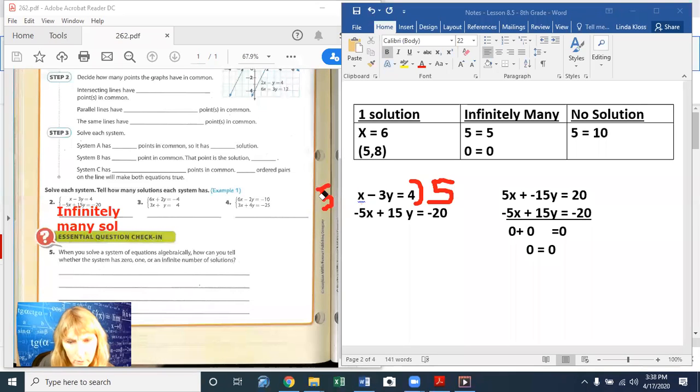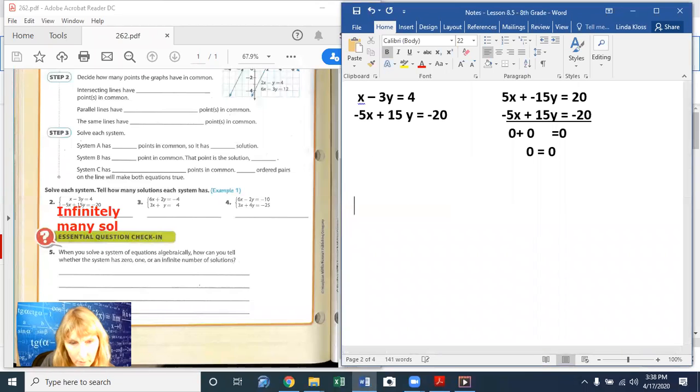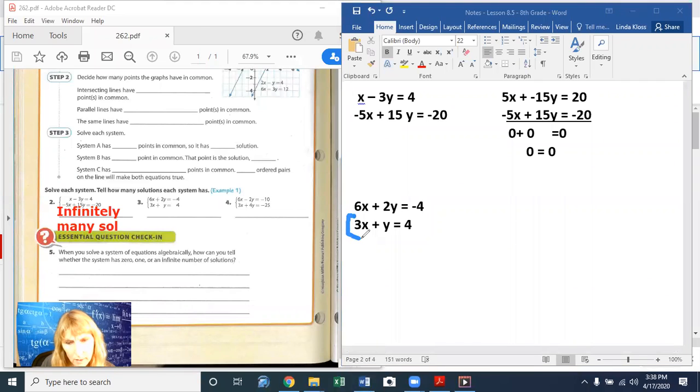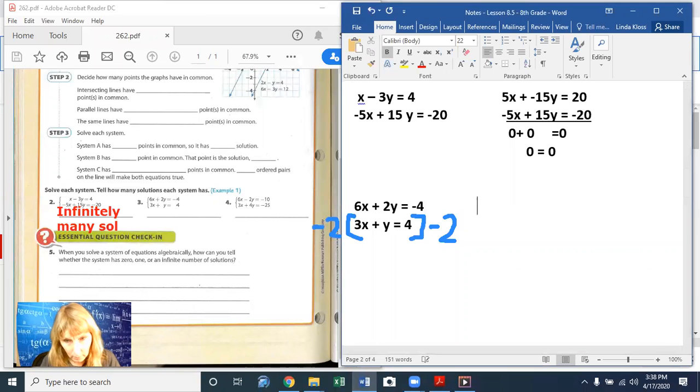Now the next one we have is 6x plus 2y. I'm just going to clear my drawings now. Okay. We have 6x plus 2y equals negative 4, and the other one is 3x plus y equals 4. So we have to figure out which one we can multiply by to get rid of one of the variables. I'm going to pick this one because I see that if I multiply this entire equation by negative 2, that's going to give me a negative 6, which is going to eliminate my x's, right? So I'm going to put a negative 2 there. And then I'm going to leave the first one the way it is. That'll be 6x plus 2y equals negative 4.